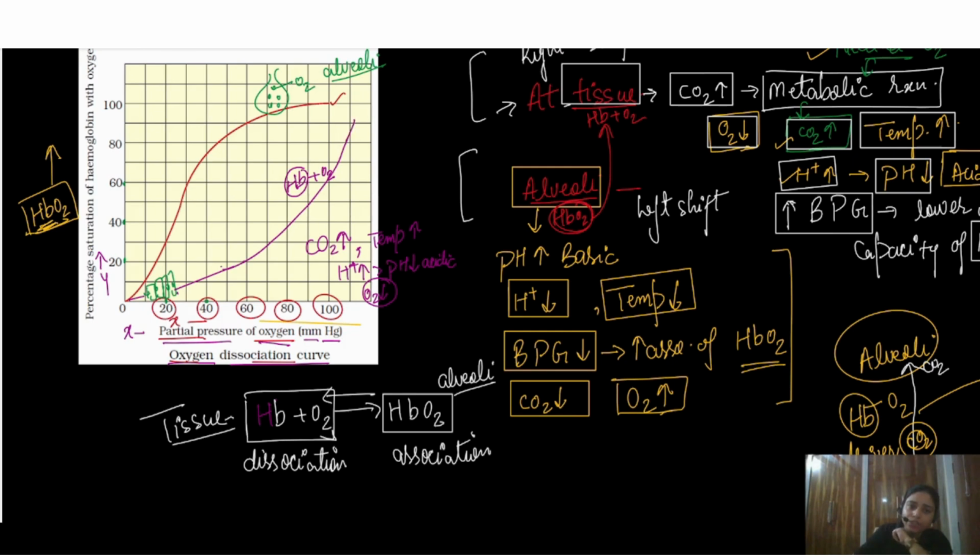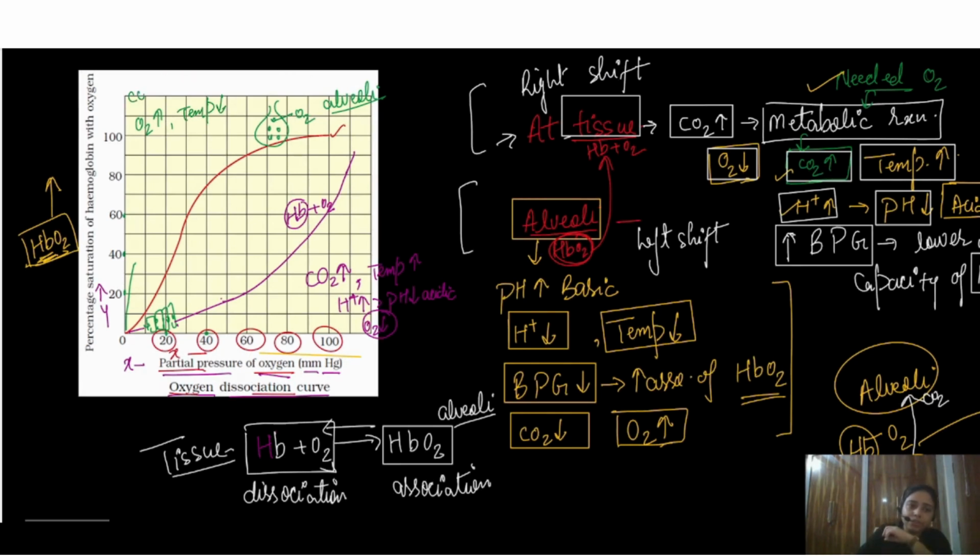But at the alveoli, the oxygen concentration we know is very high, and temperature will become low. Okay, at the alveoli, temperature is low, as well as the CO2 concentration is low. H positive was low, because of which the pH was increasing, and the pH increasing means it is a basic pH. So in these conditions, Hb will associate with the O2, so it will form HbO2. At the alveoli it was forming HbO2, and at the tissues it was forming Hb plus O2.